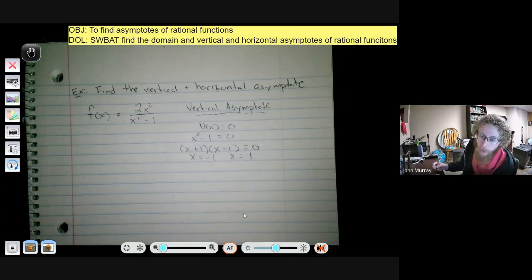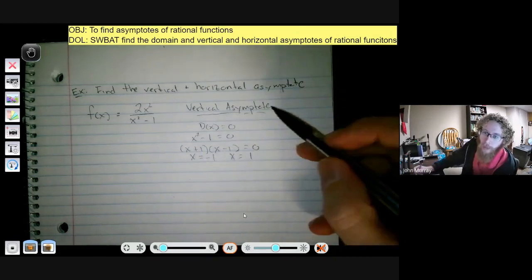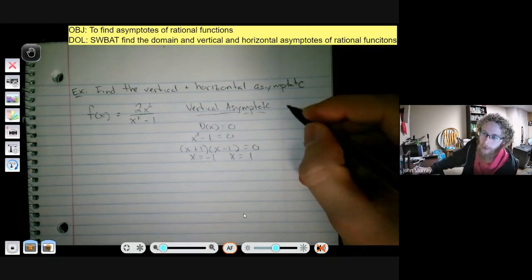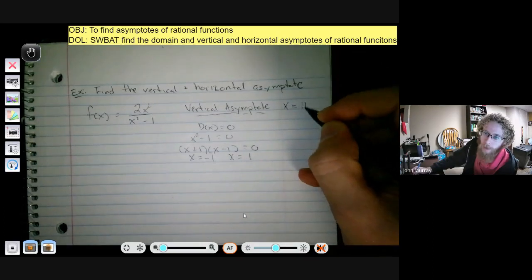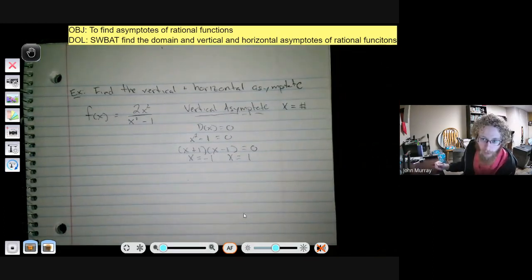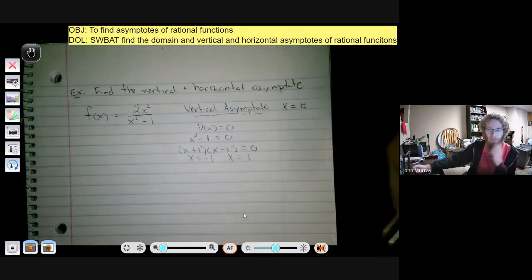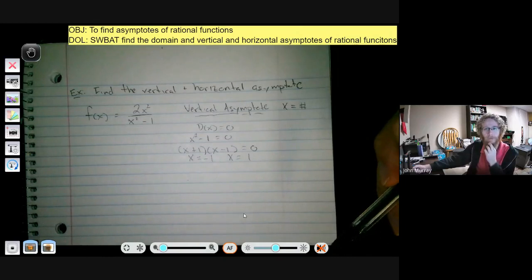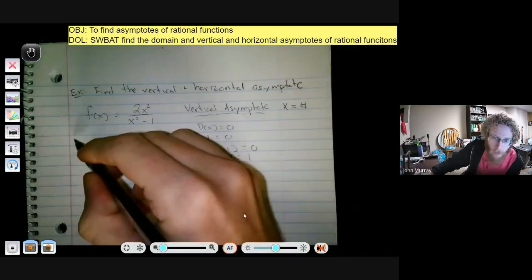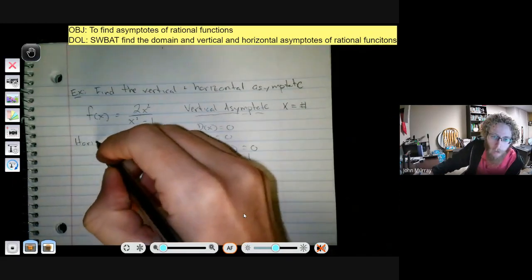All right. Now your vertical asymptote, I want to say this, is always going to be x equals something. Okay? They are vertical lines, right? Our vertical lines have the equation x equals a number. That means x is equal to that number at all times. All right. And then in a second we'll graph this to show you.